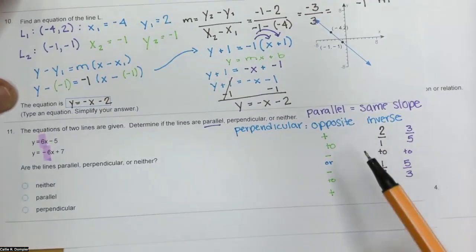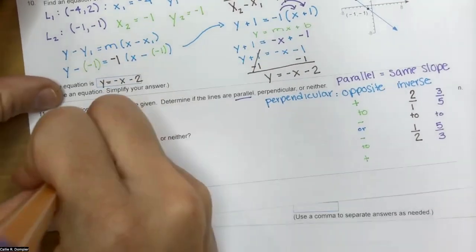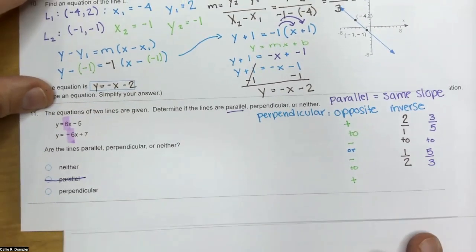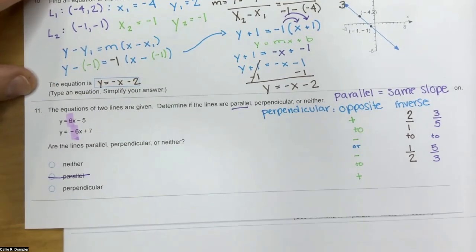Are 6 and negative 6 the same slope? They are not, so it's not going to be parallel. Are they the opposite inverse? Okay, so what I want you to do, it's confusing. This is a very confusing question.